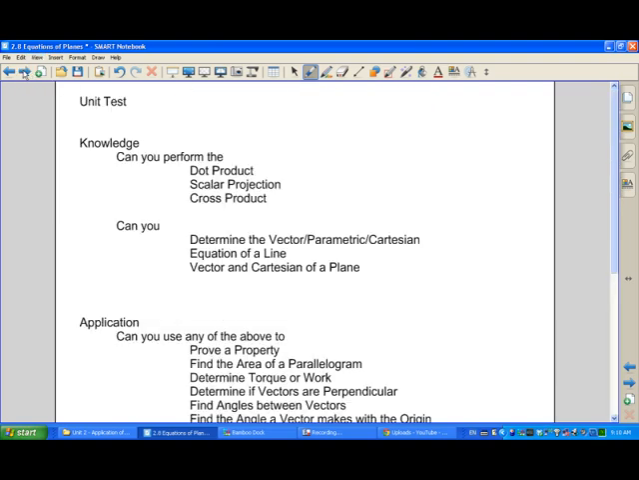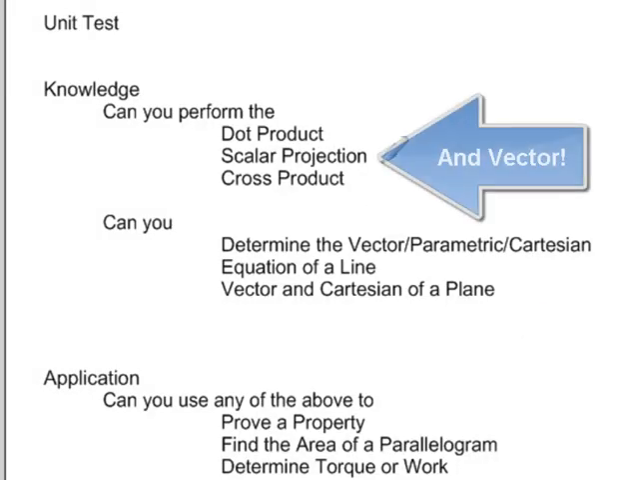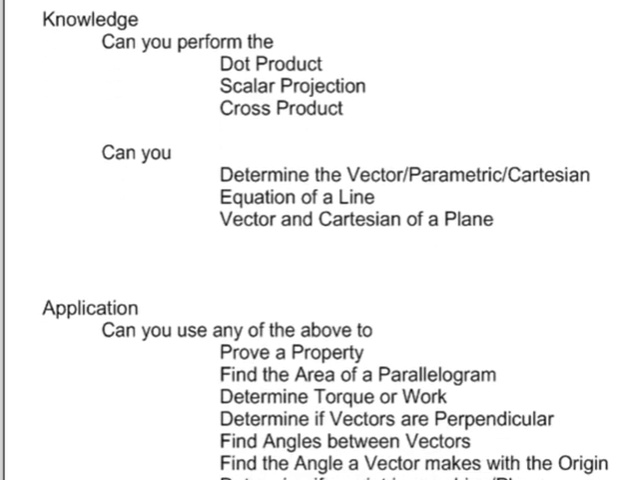I'd like to talk a little bit about what you can expect on your unit test. On your unit test, you need to make sure that for knowledge questions you can perform the dot product, the scalar and vector projections, and the cross product. You want to make sure that you can determine the vector, parametric, and Cartesian equations of a line, and the vector and Cartesian equations of a plane.